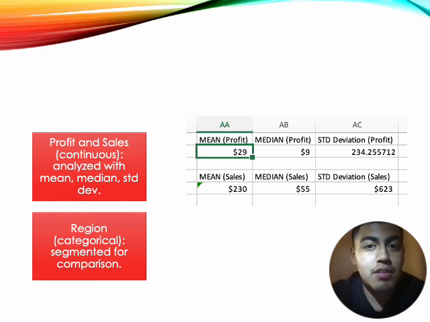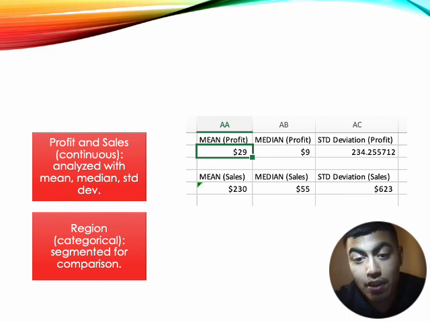The summary statistics reveal that the average mean for the profit was $29, and the median was $9. The standard deviation though jumps to 234. If we round it, it would be 234.25, indicating a right skewed distribution with a few high profit transactions pulling the average upward, and suggesting substantial variability in profit outcomes.